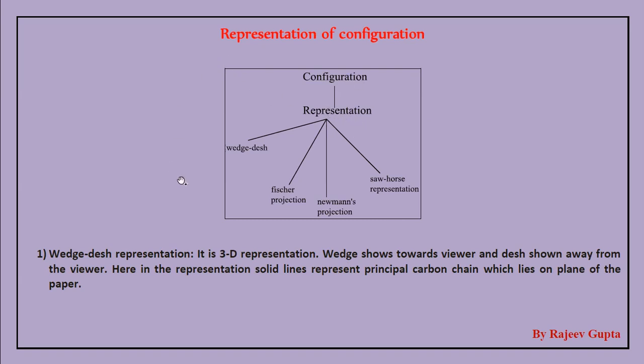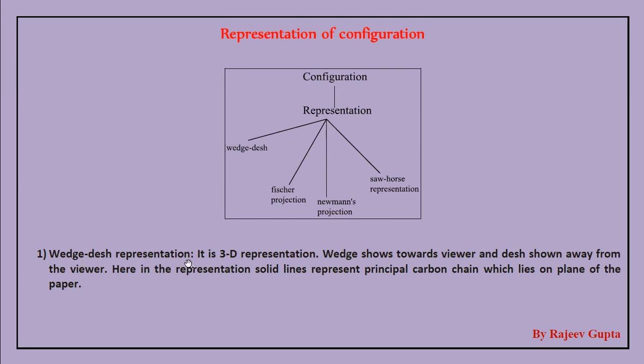There are some representations of configuration. Mainly there are total 4 types. First one is wedge-dash representation, second one is Fischer projection, third one is Newman's projection, and fourth one is Sawhorse representation or projection. Now these 4 types of representations, which we learn in organic chemistry, are used to draw a molecule on 2-dimensional paper. Okay, so first we see wedge-dash representation.